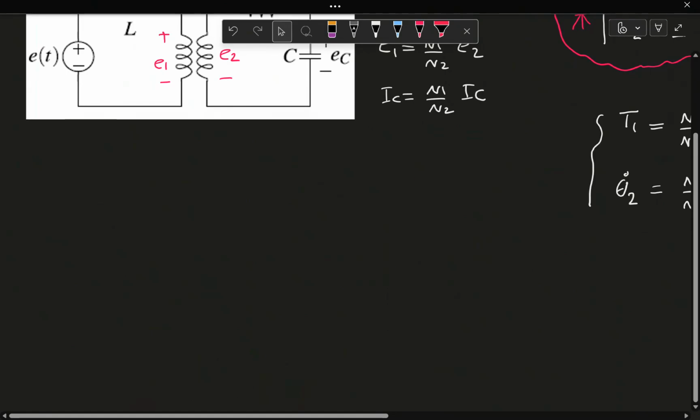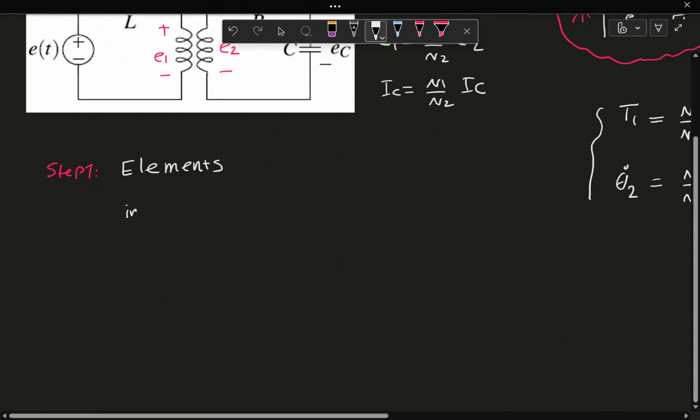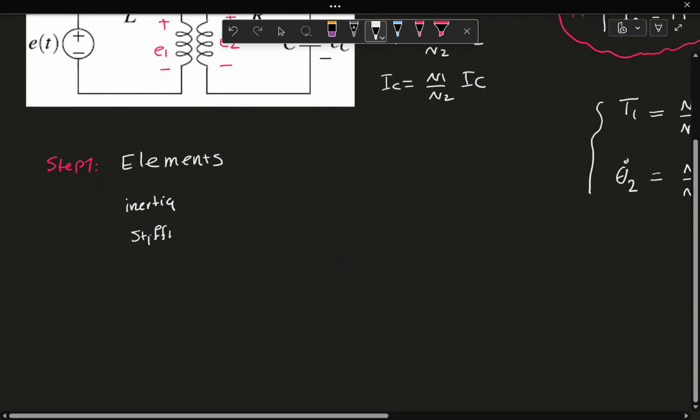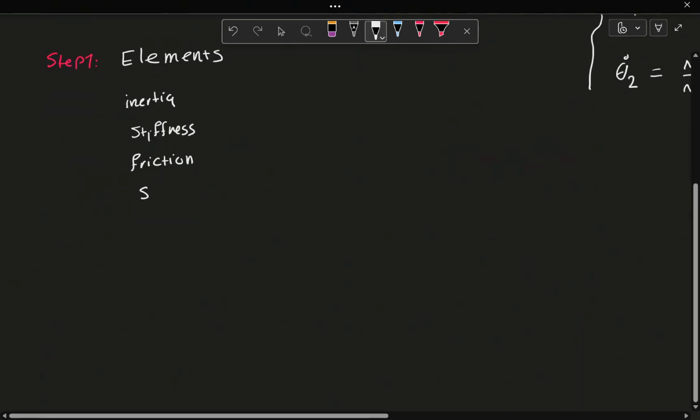Now, let's go to our 4-step approach to model this system. So, in step 1, I'm going to write down the elements in the circuit. For this circuit, I'm going to have them as inertia, stiffness, friction, and I'll look into my sources and the number of ODEs.